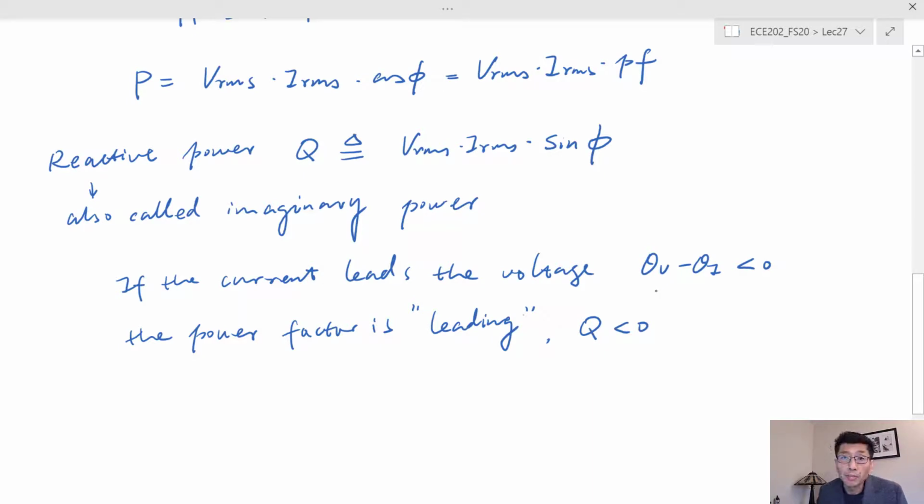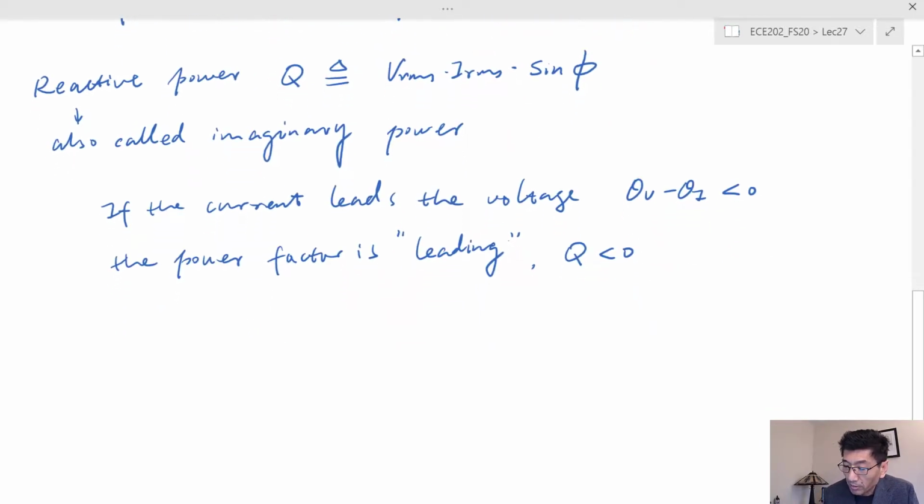The Q negative means the reactive power delivered to the load is negative. So the leading power factor is actually supplying the reactive power, right? Supplying the positive reactive power. But anyway, we don't have to get all the concepts understood, but this is the basics we need to know.